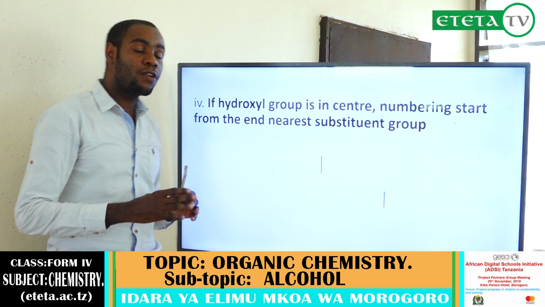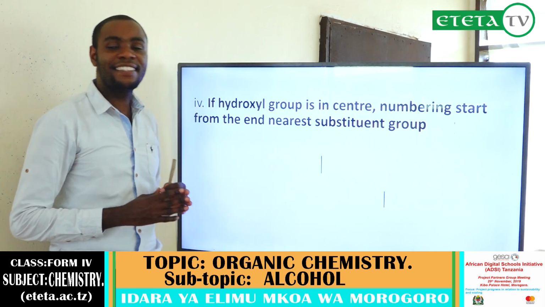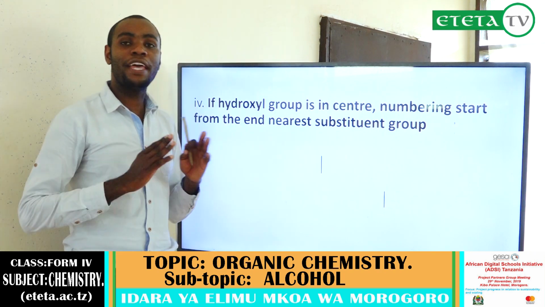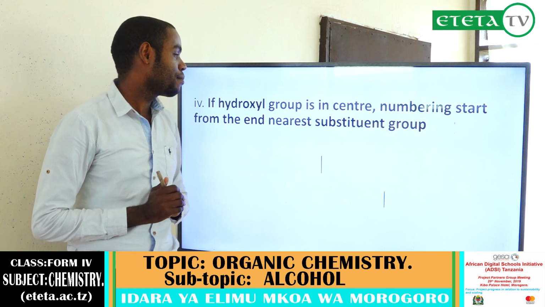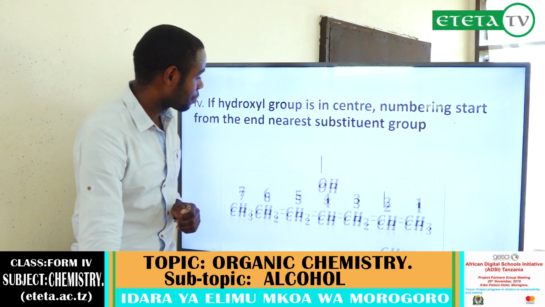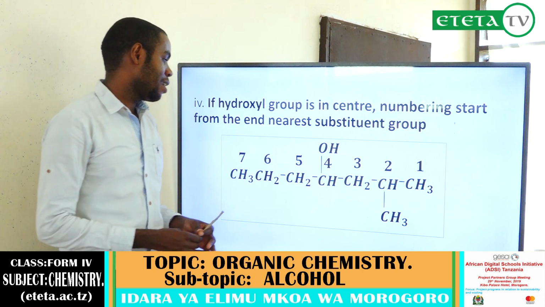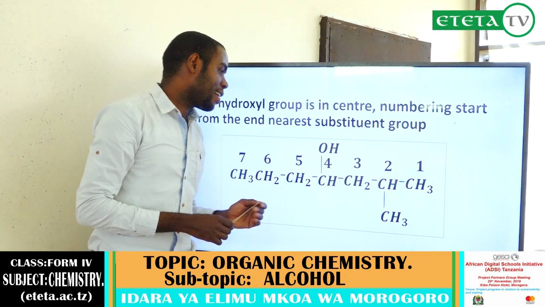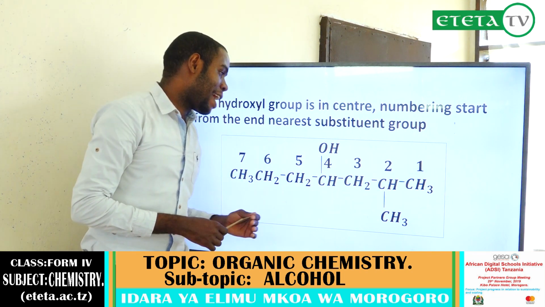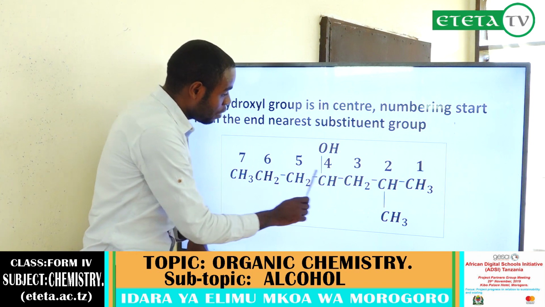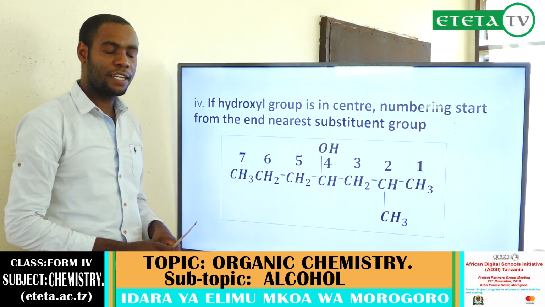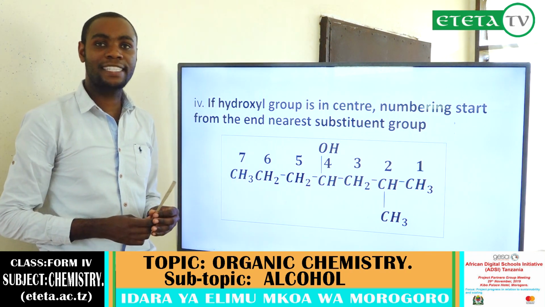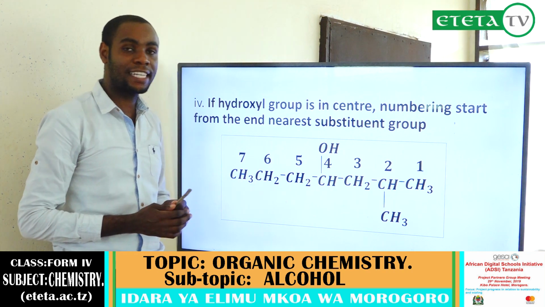Rule number 4: in case the hydroxyl group is in the center, numbering starts from the end nearest the substituent group. For example, for a compound like this one here, in case you start by identifying the longest chain, it will be 1, 2, 3, 4, 5, 6, 7. First option. Second, it is 1, 2, 3, 4, 5, 6, 7. So any option is acceptable.